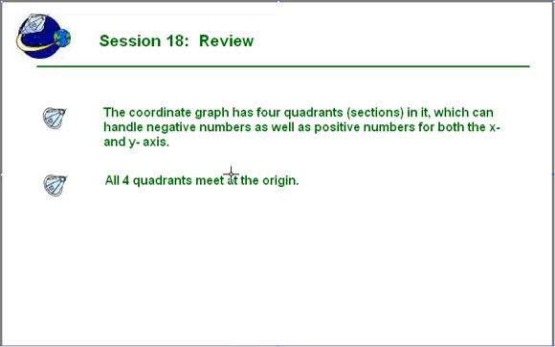Quickly then, as a review, your coordinate graph now has 4 quadrants or sections in it, which can now effectively handle negative numbers as well as positive numbers being assigned to both the x and the y coordinates. And lastly, all 4 quadrants do meet at a single point, and that single point is called the origin. Okay, that finishes session 18 on using the coordinate graph to handle negative as well as positive coordinates.